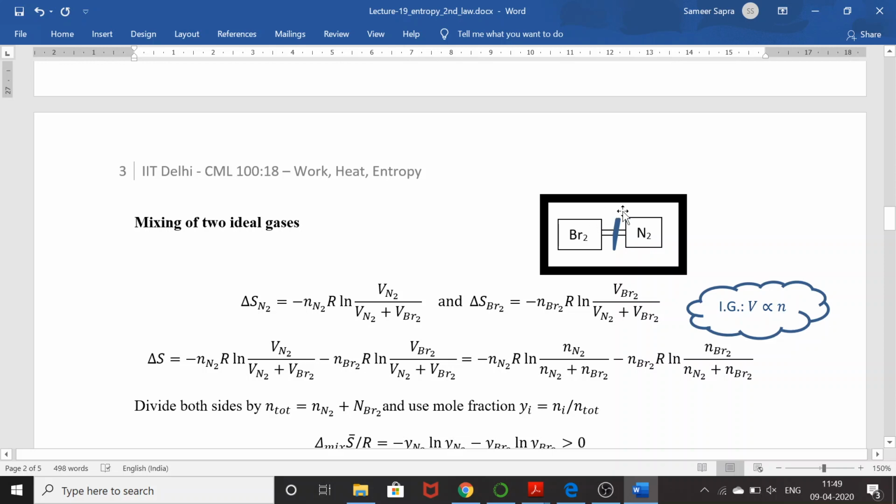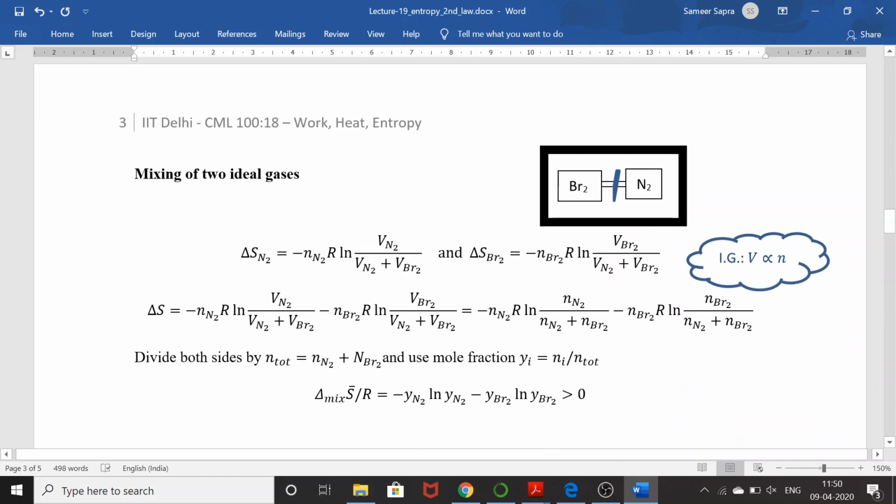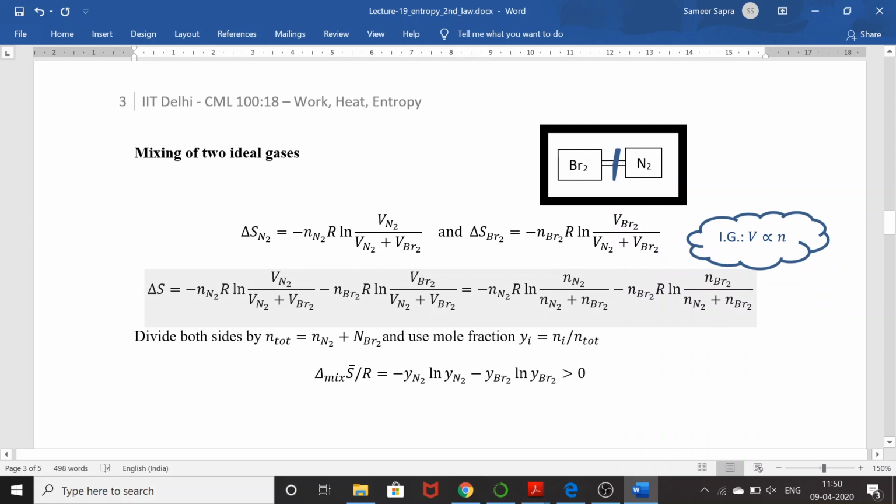So bromine now has both these volumes available. Nitrogen also has both these volumes available. So V2 is the combined volume. So minus number of moles of nitrogen times R log V1 by V2. And the change in entropy for bromine is also the same. Okay, this is an isolated system. Remember that. So if I look at the total change in entropy, then it's delta S N2 plus delta S bromine. I just add up the two terms.